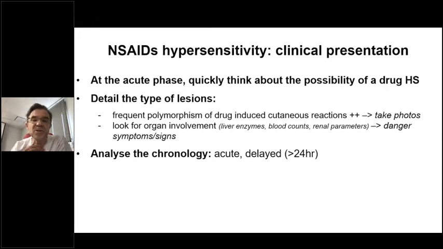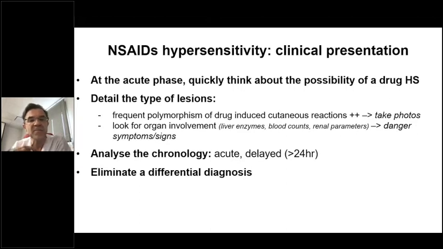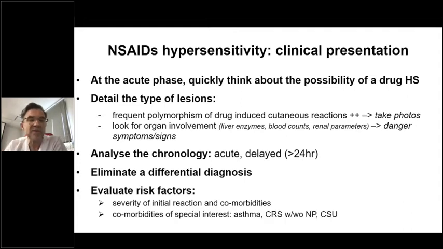Chronology is very important, whether the reaction is acute or delayed after the last drug intake. We need to eliminate several differential diagnoses and evaluate risk factors. Regarding NSAIDs, risk factors are severity of the initial reaction and the comorbidities. And regarding comorbidities, there are comorbidities that are of special interest regarding NSAIDs: asthma, chronic rhinosinusitis with or without nasal polyposis, and chronic spontaneous urticaria.